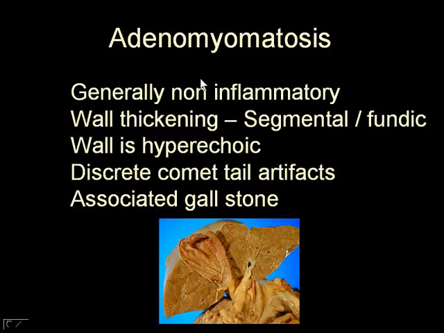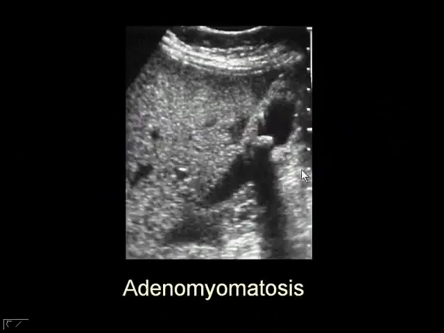We go on to adenomyomatosis. It is a non-inflammatory condition. Wall thickening could be segmental, and it tends to thicken at the fundic area. The wall is hyperechoic. Discrete comet-tailed artifacts arise from the Rokitansky-Aschoff sinuses, which house the cholesterol crystals, and then of course there could be an associated gallstone.